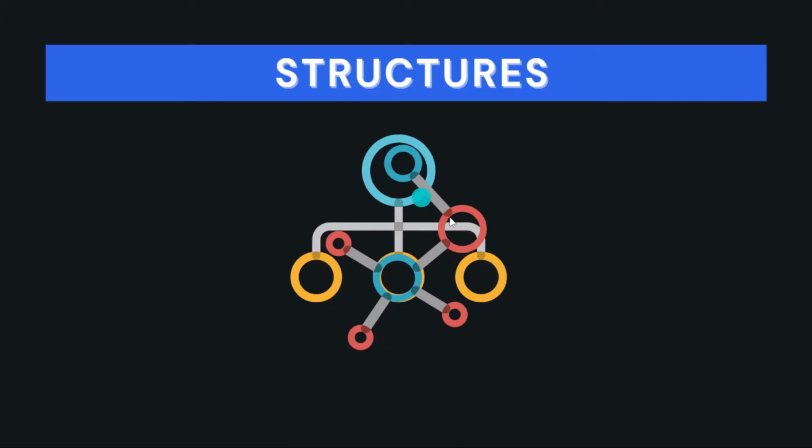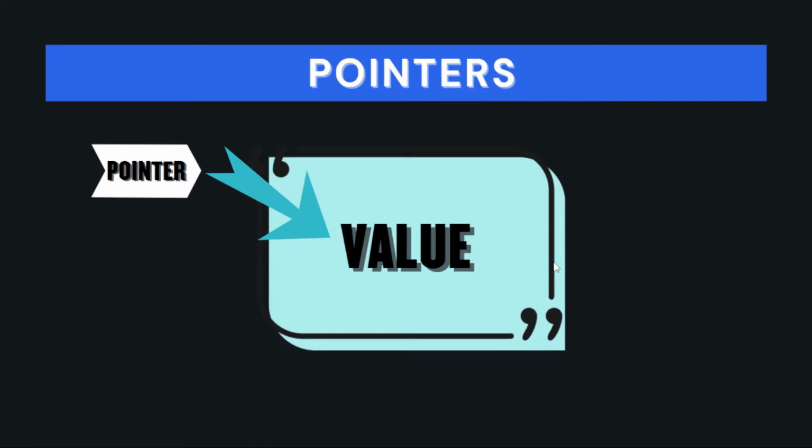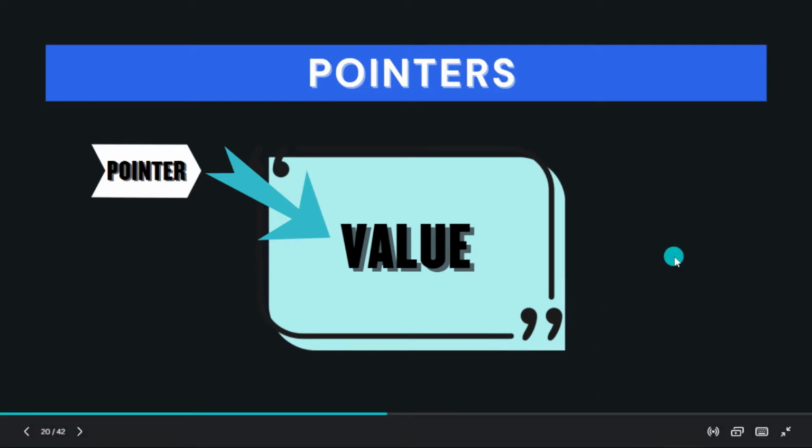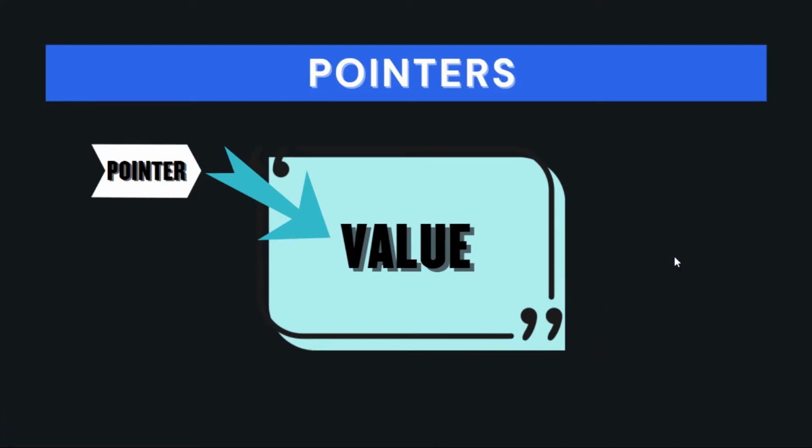After structures, you have to learn about pointers. What is a pointer? A pointer is just pointing to a value that is given to a variable. A pointer will be holding the address of that value. The concept of pointers is very necessary to learn in C++, and many people think it is very hard.